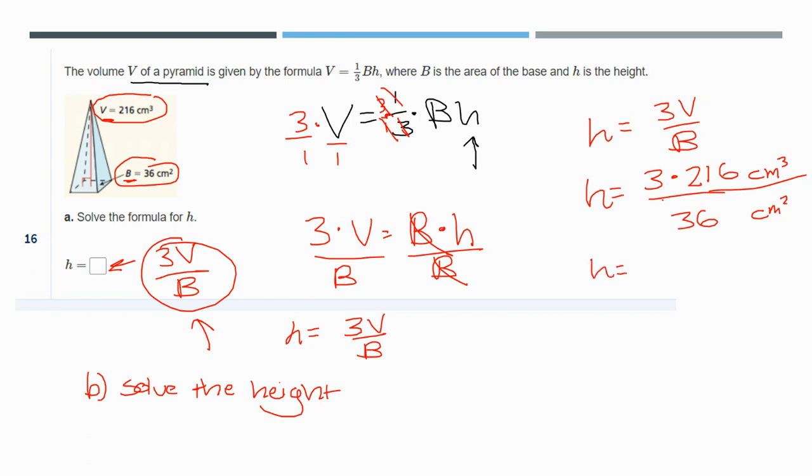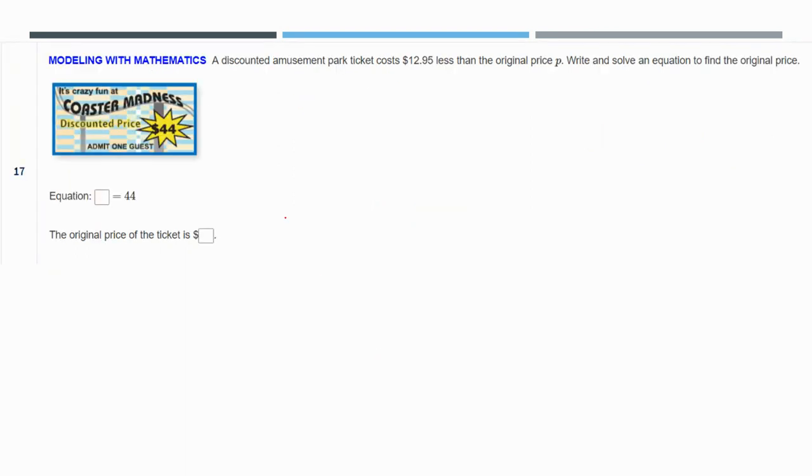Height is equal to, now I'm going to cancel a bit here, 3 divided by 36, that is 1 over 12. Centimeters cubed over centimeters squared, the centimeters are going to cancel out and leave just 1 centimeter on top, centimeter to the first. And 216 divided by 12, I've already solved this. You could use a calculator. It's 18 centimeters. Done.